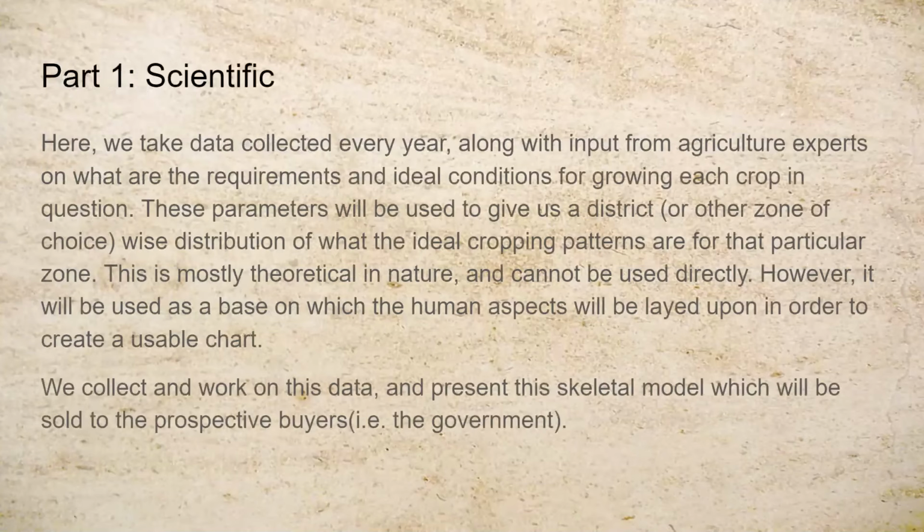Over to Srijan. So, in part 1, we take the data collected every year along with input from agricultural experts on what the requirements and ideal conditions are for growing each crop in question. These parameters will be used to give us a district or other zone-wise distribution of what the ideal cropping patterns are for that particular zone.